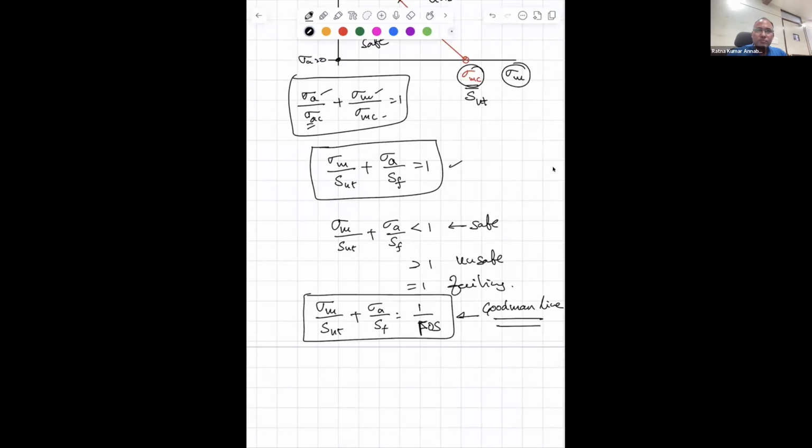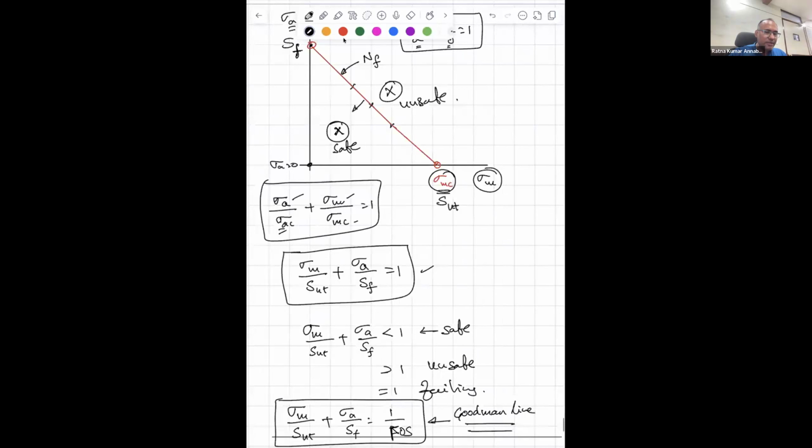Sir, only one small question. When I say 1 by factor of safety, my Goodman line will be coming down, right? No. You have to say that if your factor of safety is equal to 1, that is what it will be. If it is greater than 1, then it will come this side, inside, because you are adding factor of safety.